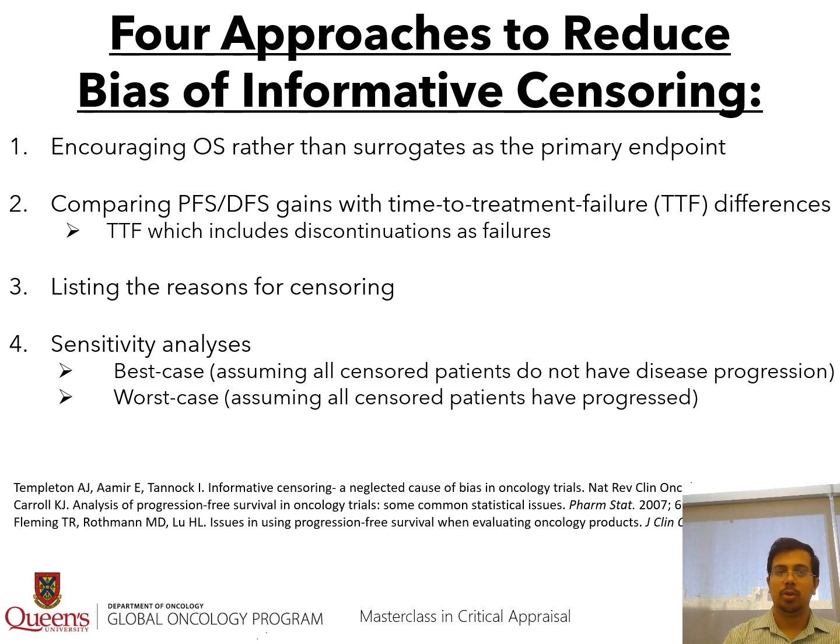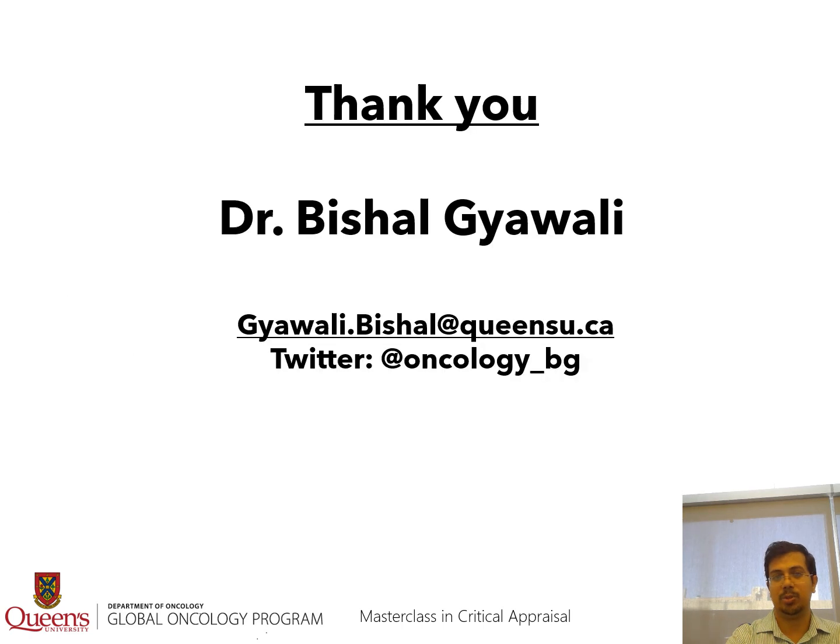And the other is to also look at time to treatment failure in addition to progression-free survival, because in the case of time to treatment failure, that will have been accounted for. So the difference in time to treatment failure will not look as impressive as the difference in PFS. And the other is to just list the reasons for censoring so that we know whether the censoring is happening due to side effects, due to lack of efficacy, or due to some other reasons, and to perform a sensitivity analysis using the best case scenario, assuming all censored patients do not have disease progression, and the worst case scenario, assuming all censored patients have disease progression.